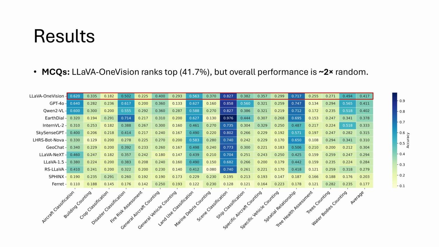On the MCQ, LLaVA-1 Vision ranks first at 41.7, which is only about 2 times the random performance. So there is a lot of headroom. Across tasks, semantic classification is relatively stronger, while counting and spatial relationship columns stay lighter for almost every model. We also see model specialization. GPT-4o and Qwen2VL spike on a few semantic tasks. EarthDial is comparatively better where Earth observation priors matter, but no model is uniformly good.